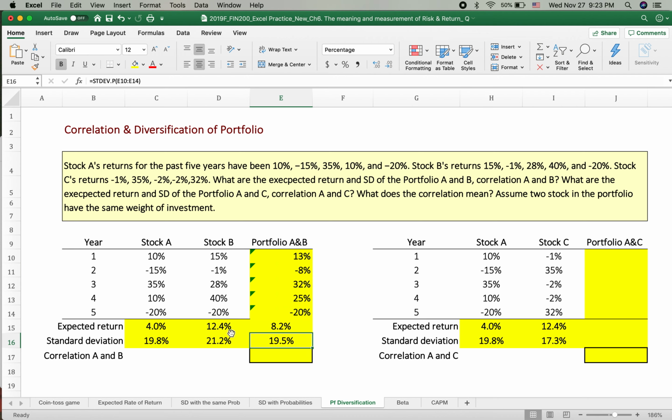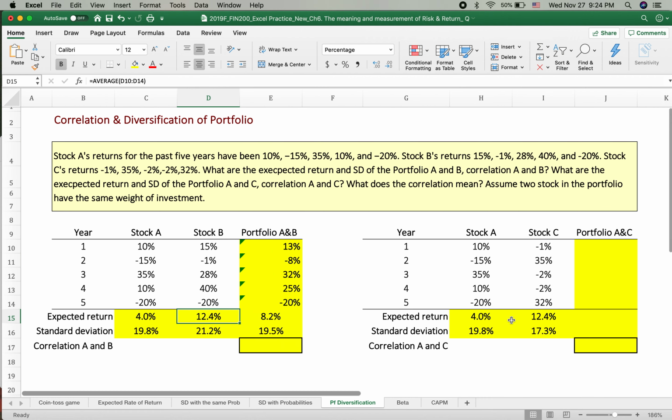Okay, I would rather the investors invest only in stock B 100%, 12%, because the standard deviation of stock A and B and portfolio A and B are almost the same. So why not? We just invest in stock B full amount with expected rate of return 12.4%. There's no diversification effect on the portfolio A and B.